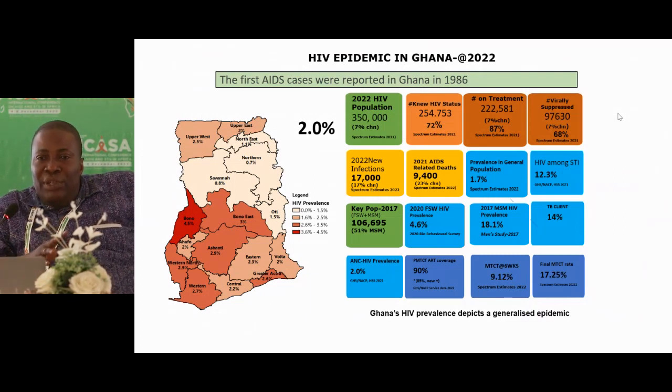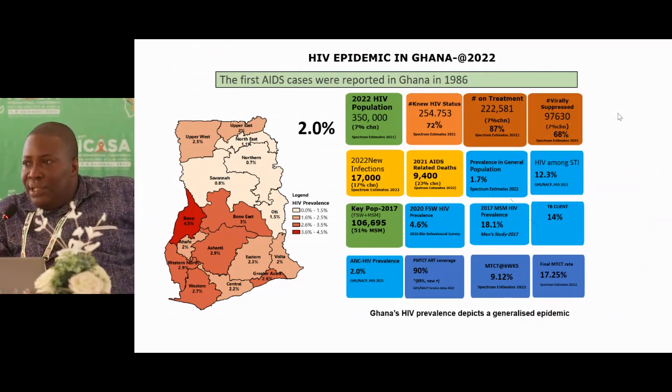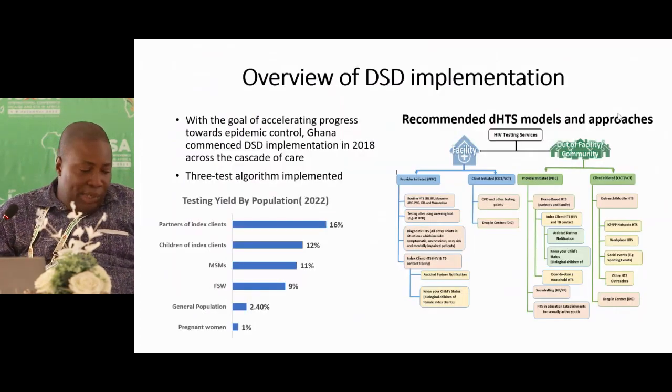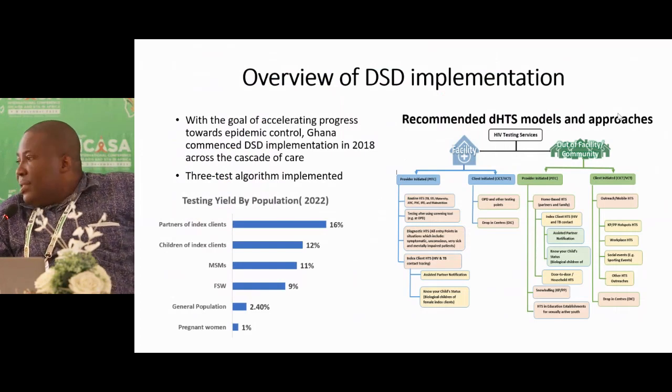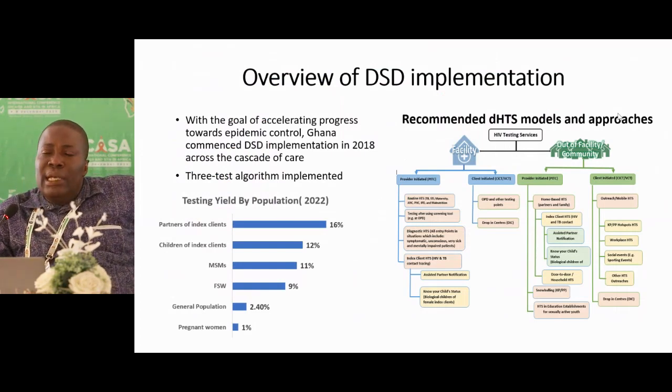17% of the new infections are in children. About 23% of the deaths are also in children. So this is the context of Ghana. We started our differentiated service delivery in 2018. Since then, we have been able to put in place an M&E system to try and track our progress.